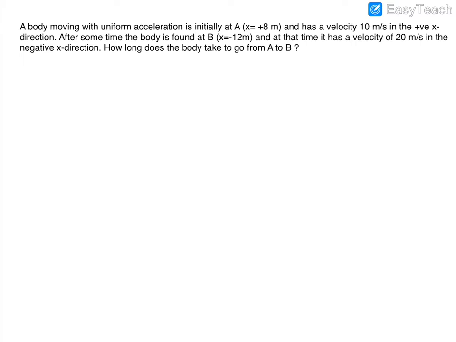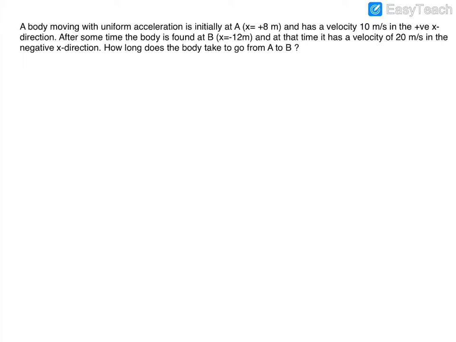Let us draw this x-axis because all the points are marked on the x-axis. It's a constant acceleration motion, and it's also rectilinear motion. The body is moving along the x-axis. So let me make this line.